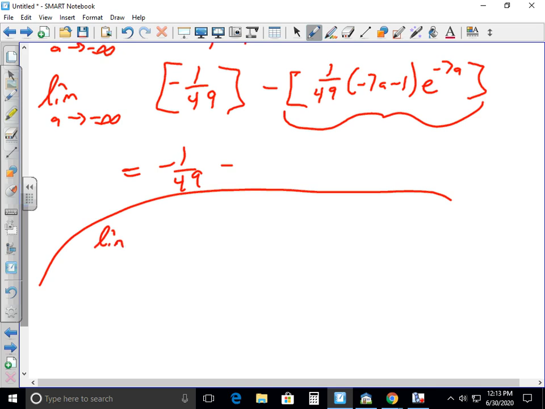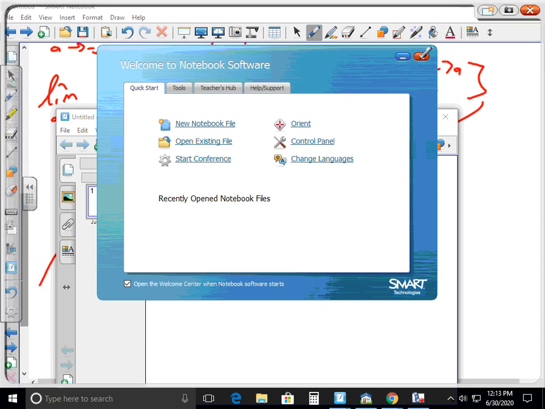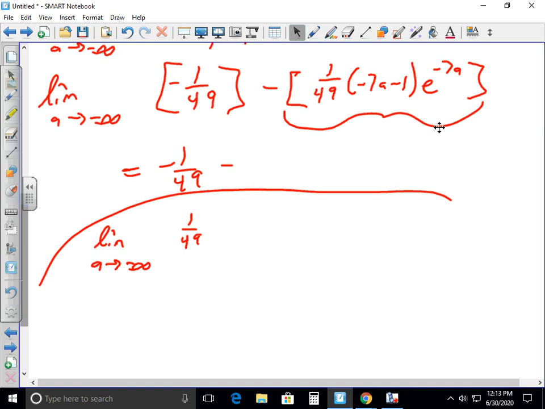Let's look at the limit as a approaches negative infinity. Let's rewrite that a little bit. Let's call that 1/49. In fact, let's pull the 1/49 in front. We can do that. And then let's call that minus 7a minus 1 over e to the 7a.